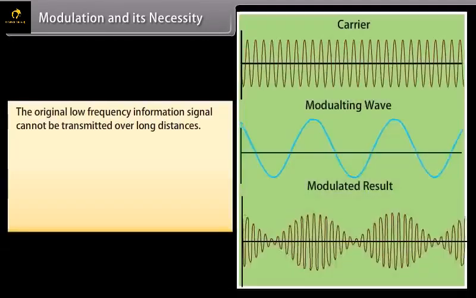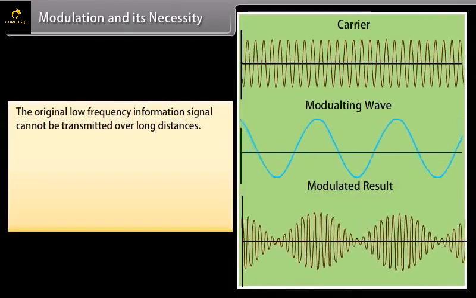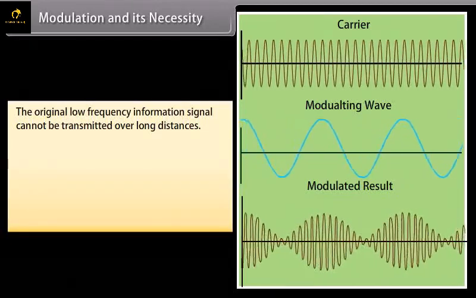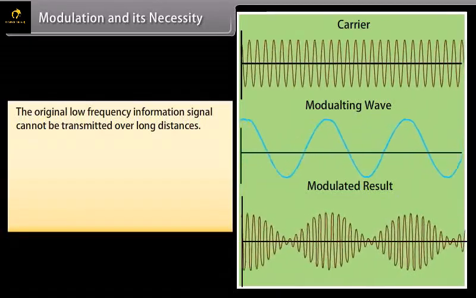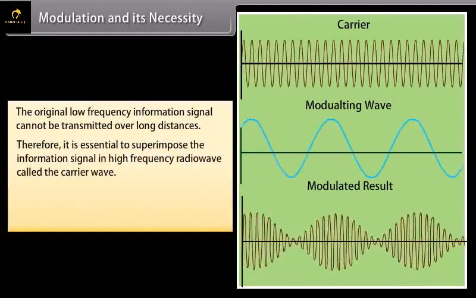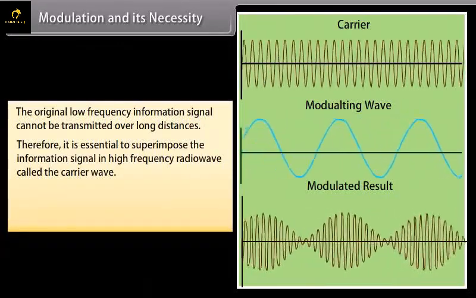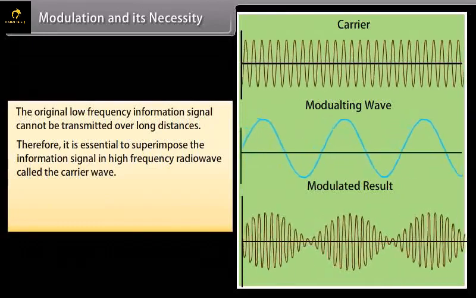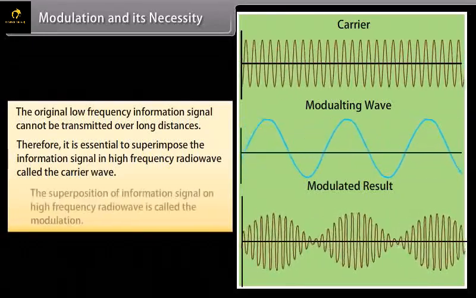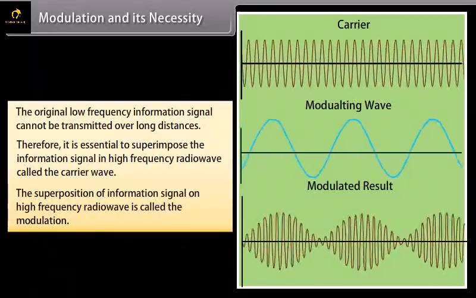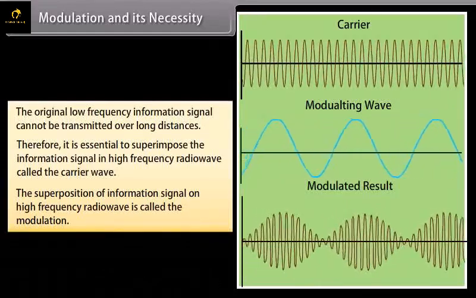Modulation and its necessity. The original low frequency information signal cannot be transmitted over long distances. Therefore, it is essential to superimpose the information signal on a high frequency radio wave called the carrier wave. The superposition of the information signal on a high frequency radio wave is called modulation.